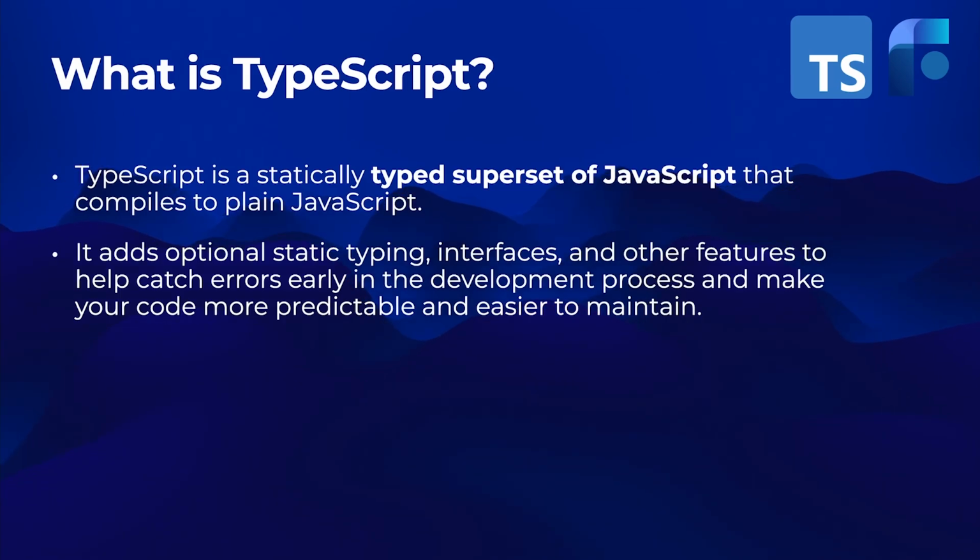So below it says we're adding optional static typing, interfaces and other features to help catch errors early in the development process and make your code more predictable and easier to maintain. And that's absolutely it. So we're adding further syntax to your JavaScript to make it more type safe. Type safe meaning when you can predict from one side of your code to the other what your results are going to be, and that you are expecting the same type of information from one end of your code all the way to the other end, so end to end.